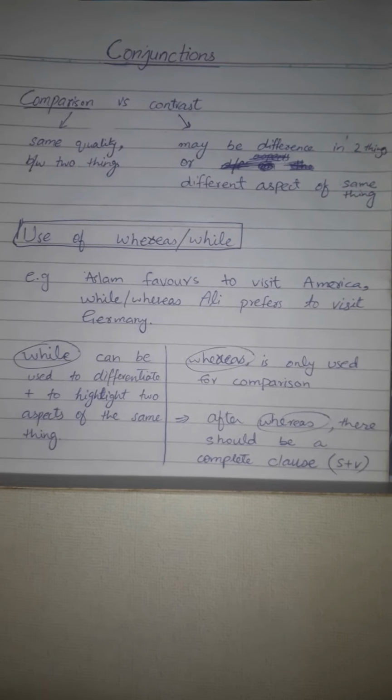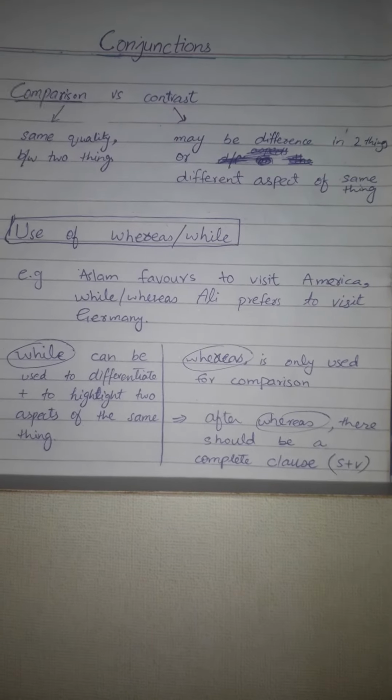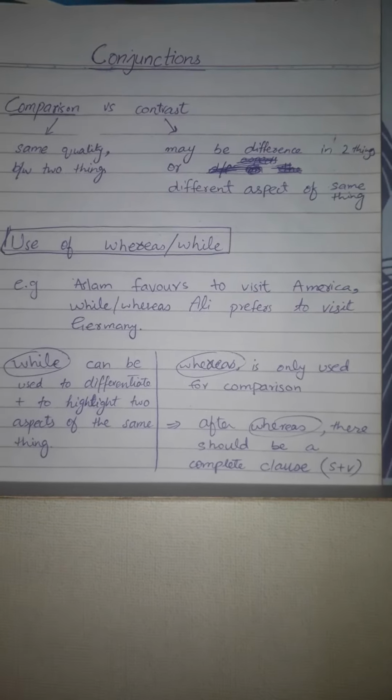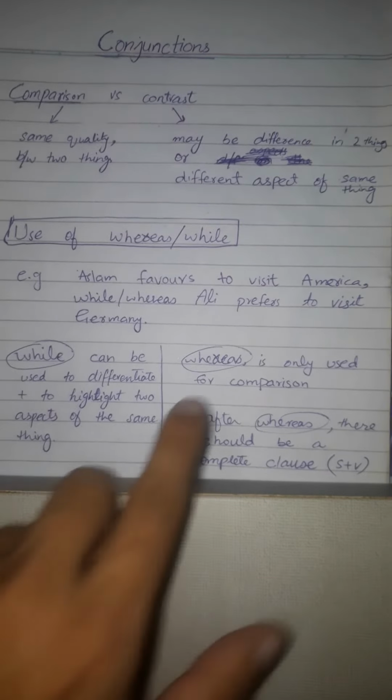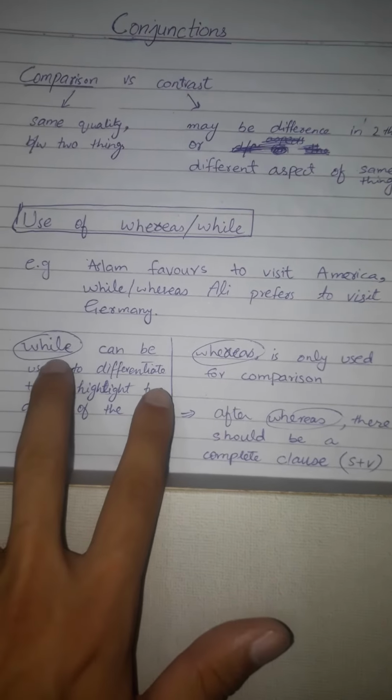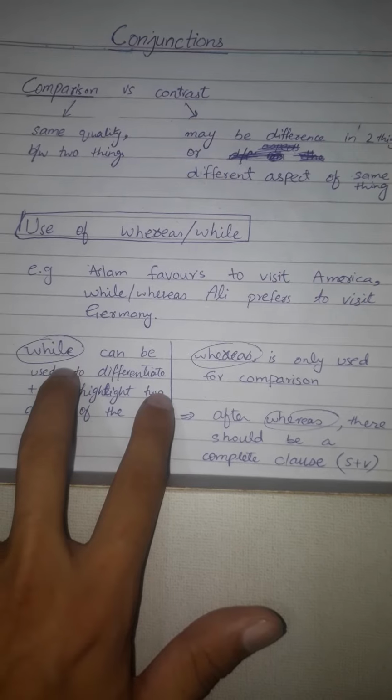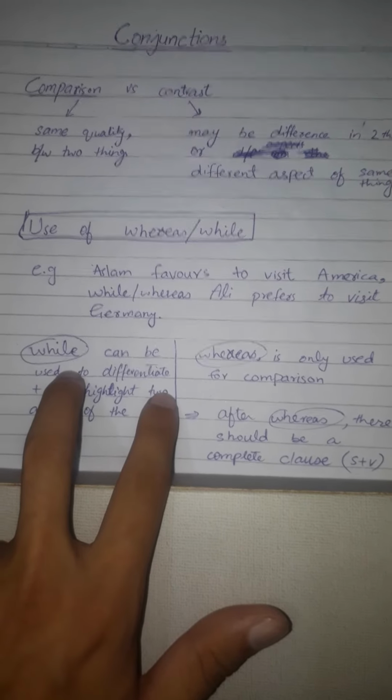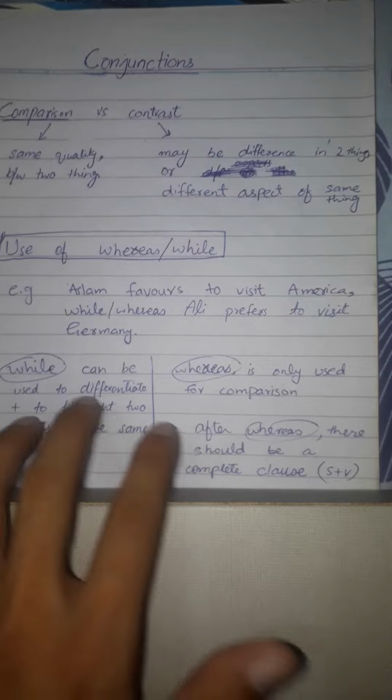Now while writing, especially IELTS writing task 2, you have to keep it in your mind that while using while and whereas, because these two conjunctions may result in loss of your score. So take care of these two conjunctions.